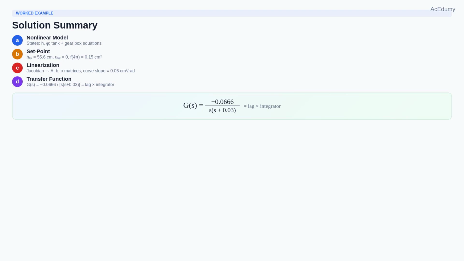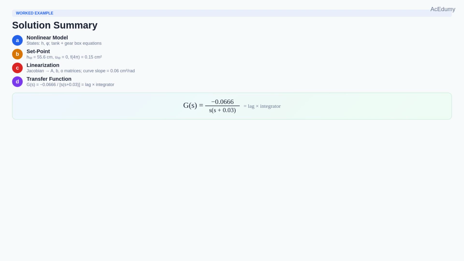out. Let us recap. We modeled a cylindrical tank system with a motor-driven valve. Part A. We wrote the nonlinear state equations with states h and phi. Part B. We found the set point by setting all derivatives to 0 and reading the characteristic curve. H equals 55.6 centimeters, U equals 0. Part C. We linearized using the Jacobian. The key step was reading the slope of the characteristic curve at phi equals 4 pi, giving 0.06 square centimeters per radian. Part D. We computed the transfer function.